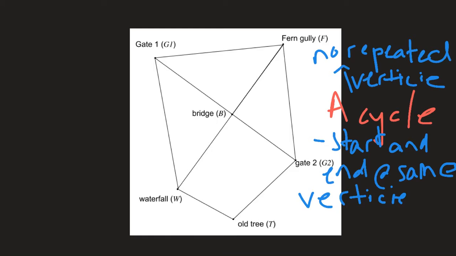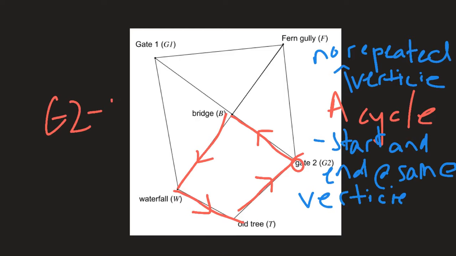So to show you an example of this, what I will do is I'll start at gate 2 to mix things up. Maybe I started my hike in a different location. I walk over to the bridge. I walk from the bridge to the waterfall. I walk from the waterfall to the old tree. I walk from the old tree over to the gate. And there's a quick example of a cycle. So that would be G2 to B to W to G2.